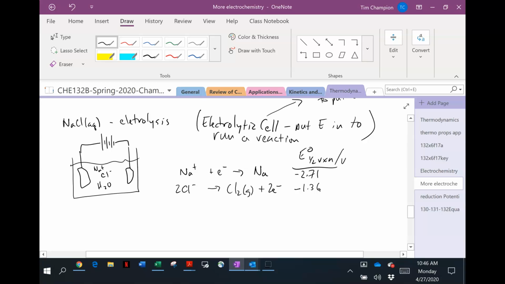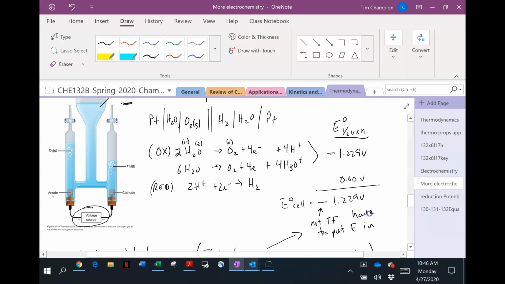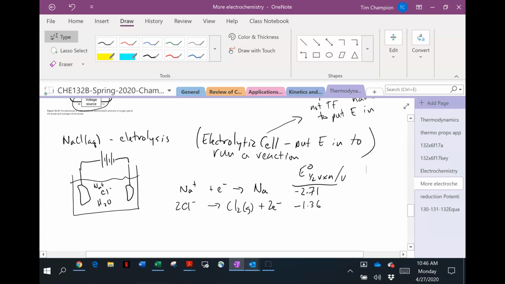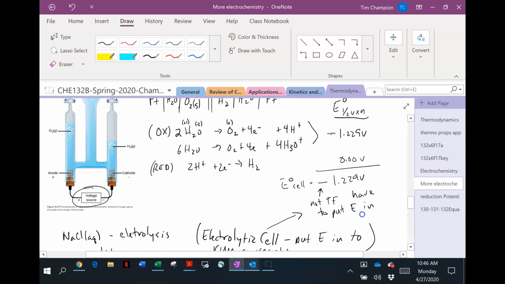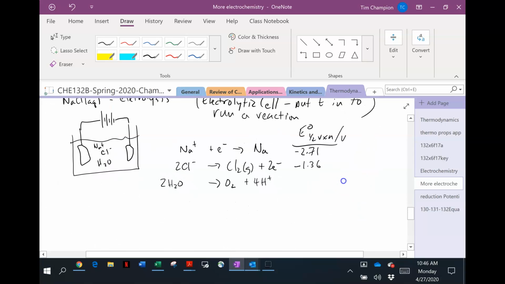Looking very unfavorable. Now, the thing we have to think about, though, is also we've got water in here. What could water do? Well, water could do exactly what it did up here. We could have water become oxygen: 2H2O goes to O2 plus 4H plus plus 4 electrons, and it's negative 1.229.